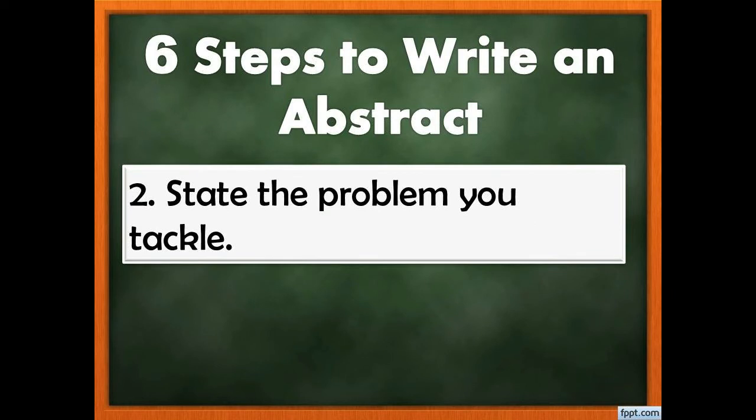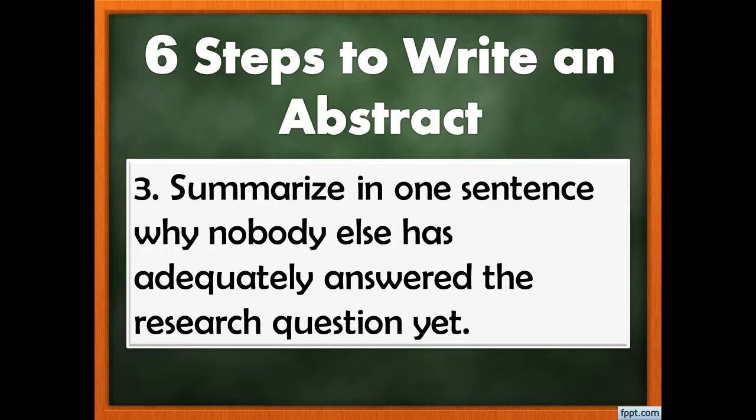Second, state the problem you tackle. What's the key research question? Again, in one sentence. Remember, your first sentence introduced the overall topic. So now you can build on that and focus on one key question within that topic. If you can't summarize your thesis, paper, or essay in one key question, then you don't yet understand what you're trying to write about. Keep working on this step until you have a single, concise, and understandable question.